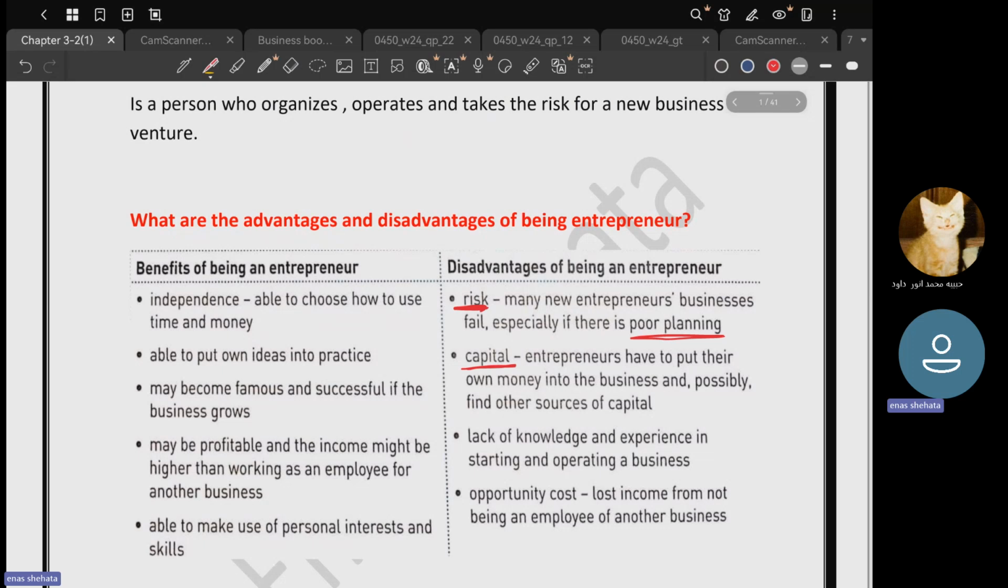Opportunity cost. The explanation of this was in chapter 1, but I will explain it for you quickly.